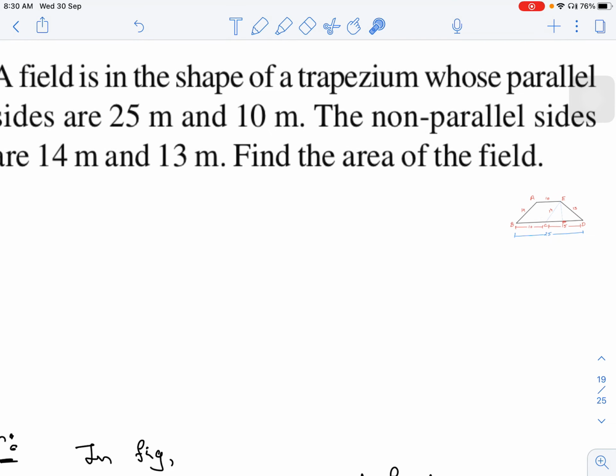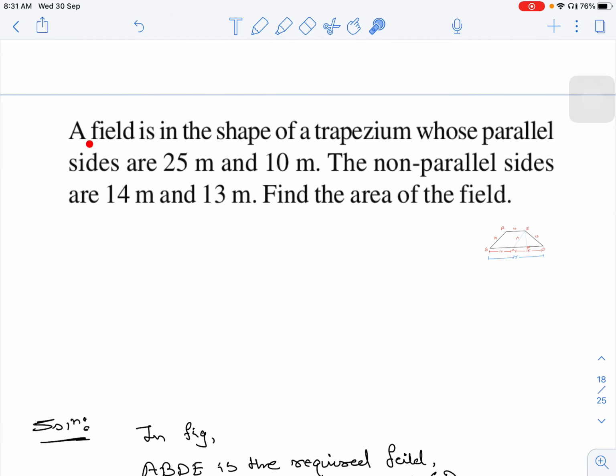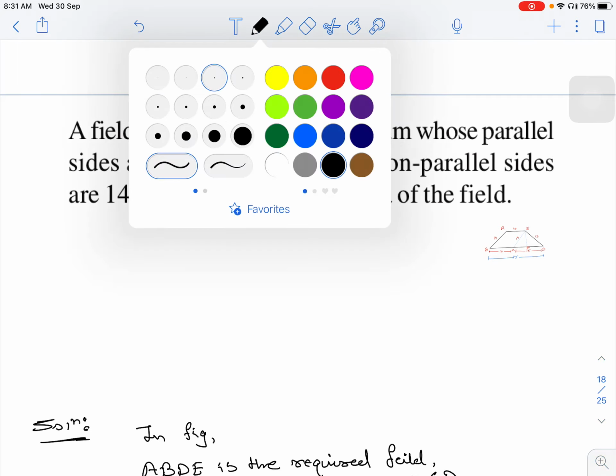Here it is given that a field is in the shape of a trapezium, whose parallel sides are 25-meter and 10-meter. The non-parallel sides are 14-meter and 13-meter. We have to find the area of the field. So as per the condition, let us first draw that figure.